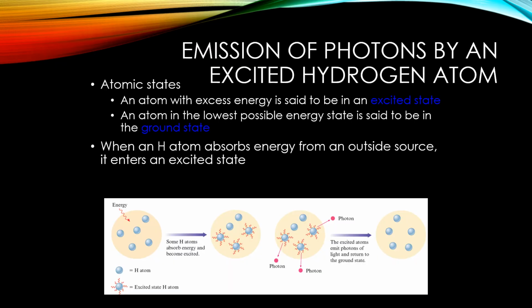Okay, so let's more clearly define exactly what we're talking about with the excited and the ground states. When we talk about the atom, if the atom has an excess of energy in it, meaning it has absorbed energy from an outside source, it is said to be in the excited state. If the atom is in its lowest possible energy state, then it's said to be in the ground state. So again, as we showed on the picture, when that hydrogen atom absorbs energy from the outside source, it will enter the excited state. Now, the specific amount of energy, that quantum of energy, as we said, has to be a specific amount in order to make that transition take place.